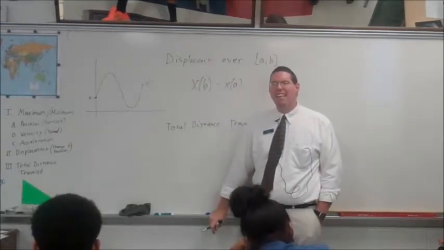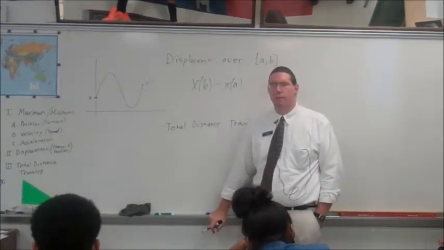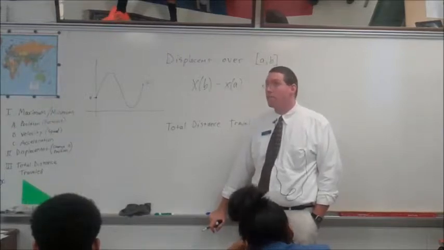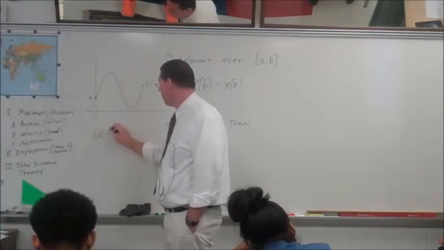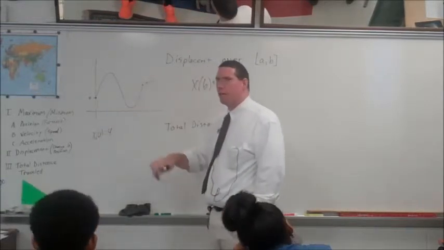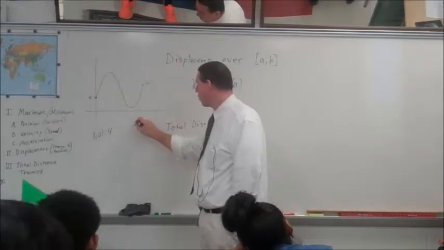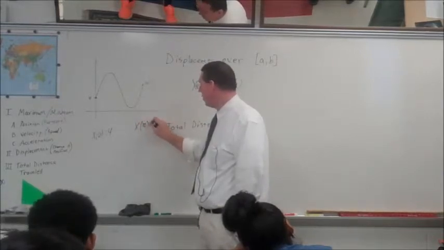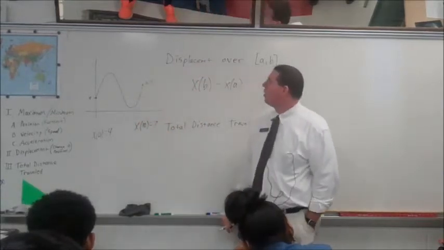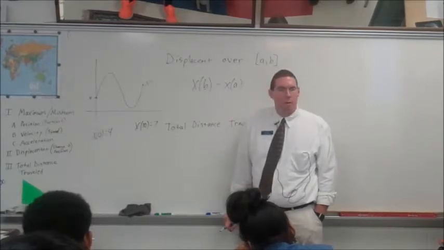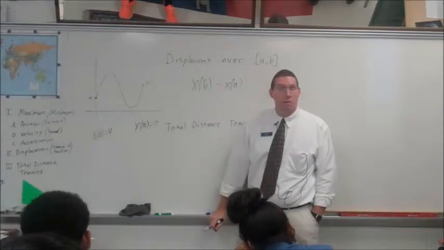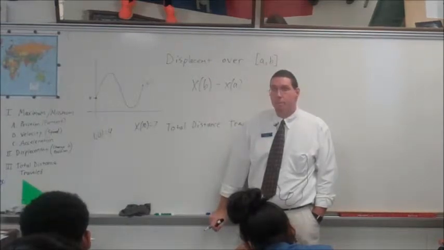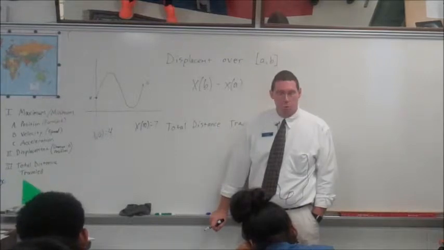What is the object's initial position? 4, right? X of 0 equals 4. What is its ending position after 10 seconds? 7. So x of 10 equals 7. What is its displacement? 3. We just take x of 10 minus x of 0. 7 minus 4 is 3. Okay? That makes sense? Now we want to understand the total distance traveled.